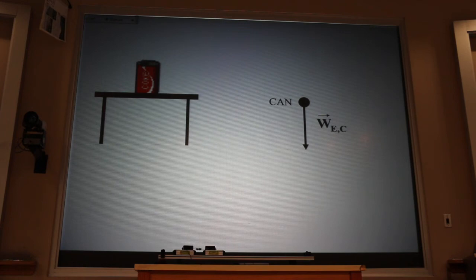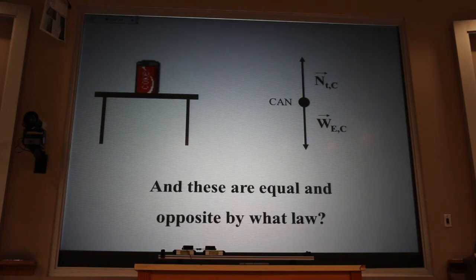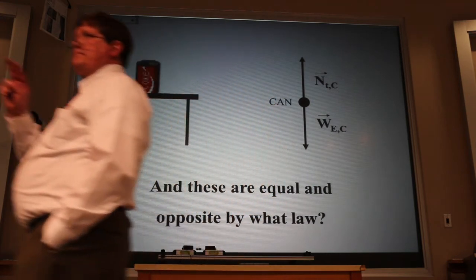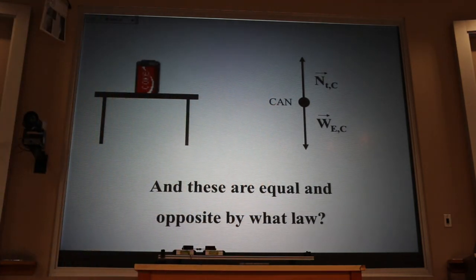So what touches the can? Well, the table. Does it push or does it pull? It pushes. Whenever one thing pushes on another, there will always be a normal force. There may also be a friction force, but I don't need one if that's a level table. Now, those 2 forces are equal and opposite by what law? By second law. Second law with 0 acceleration.